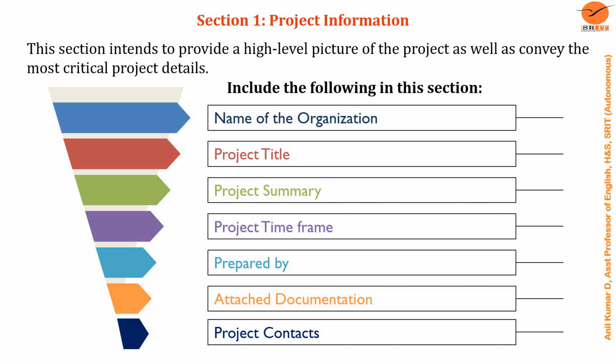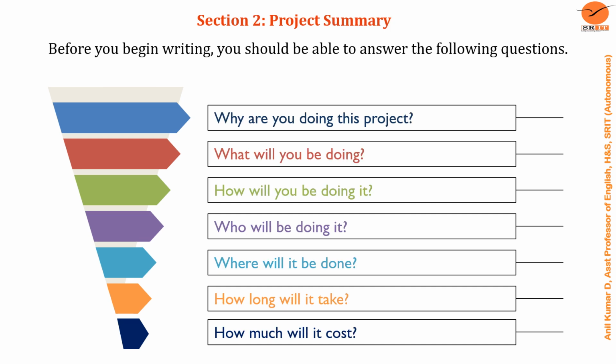Section 1, as we discussed earlier, is about the project information. So this section intends to provide a high-level picture of the project as well as convey the most critical project details. And this section of project information should include the following items. First of all, try to write the organization you belong to and your project title in detail, your project summary in brief, your project time frame, who has prepared this, and then attach the documentation, and then the project contact. Sometimes there would be an individual working on the project. Sometimes there are multiple people involved in doing this project.